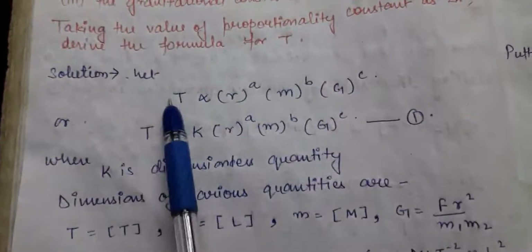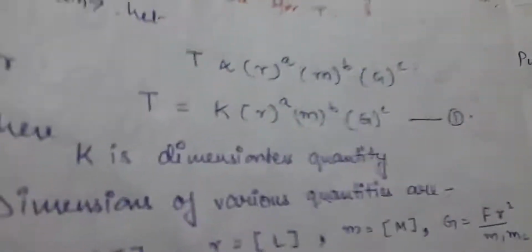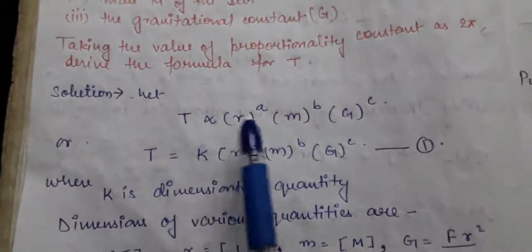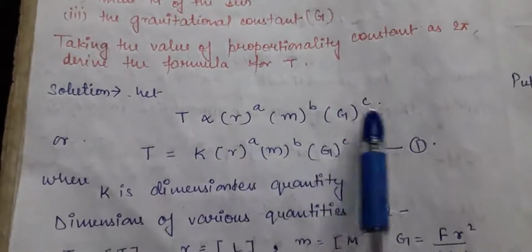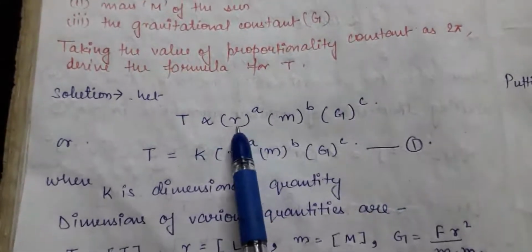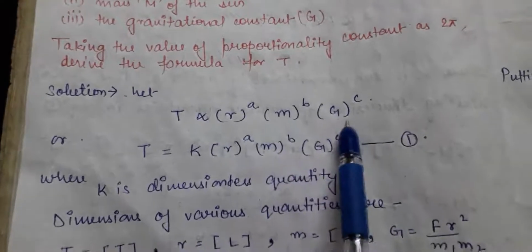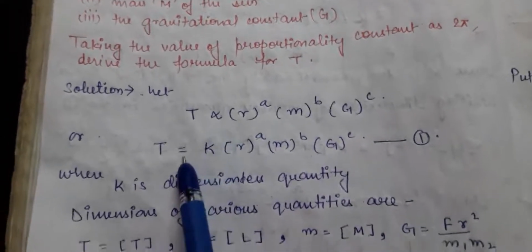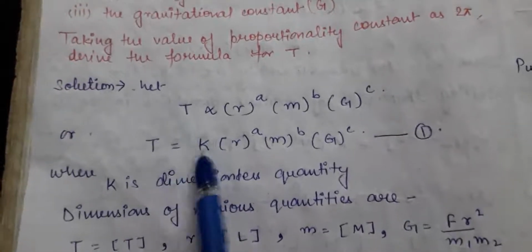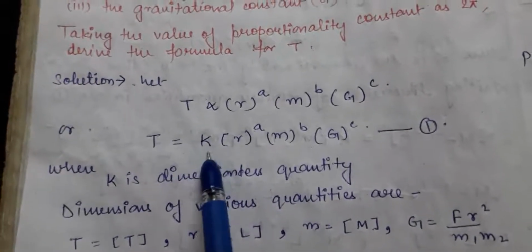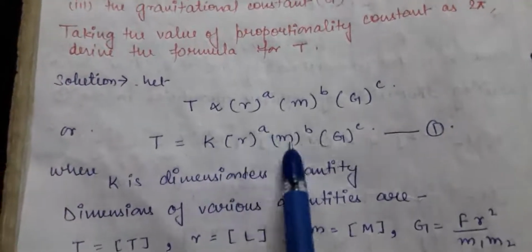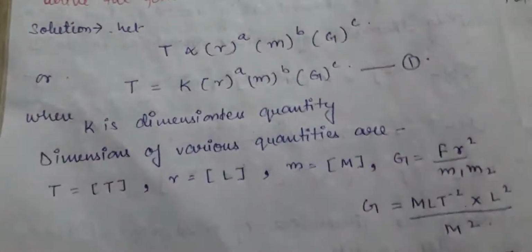Let us assume, in a similar way for our convenience, that all the physical quantities are directly proportional, and let us give them powers a, b and c. R denotes radius, M denotes mass, and G denotes the gravitational constant. So in place of the proportionality sign I have to write equal to, and for that I have to multiply with a dimensionless proportionality constant k. R power a, M power b and G power c as it is. Let us name this equation 1.